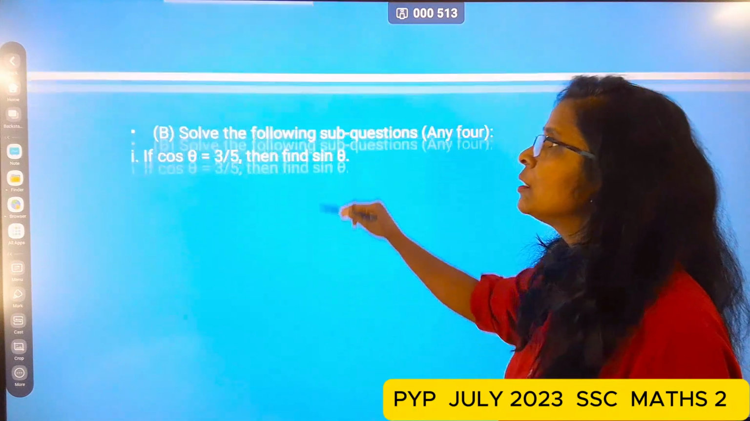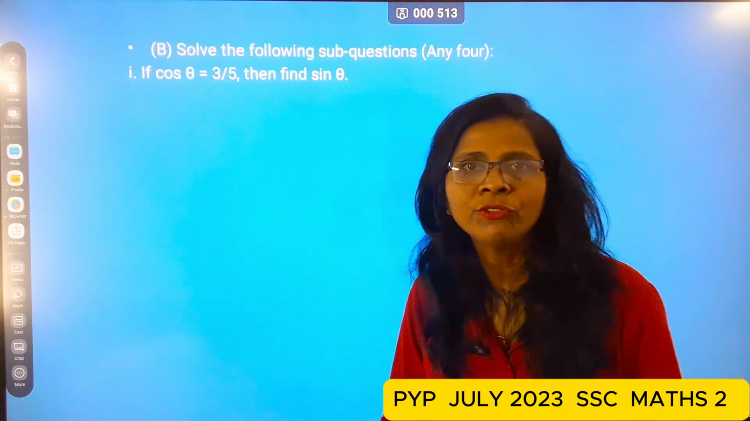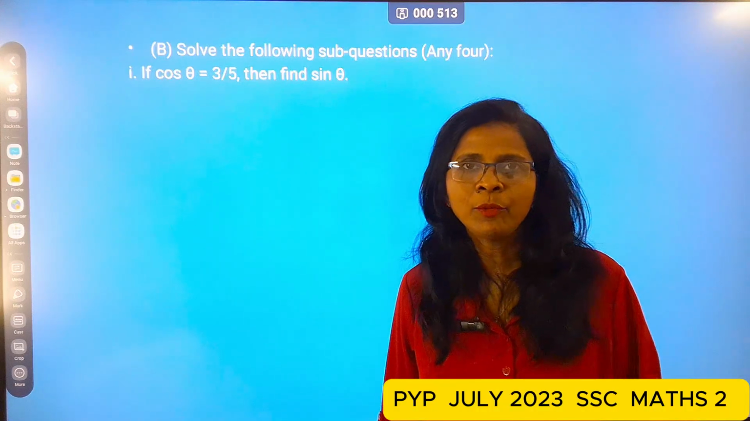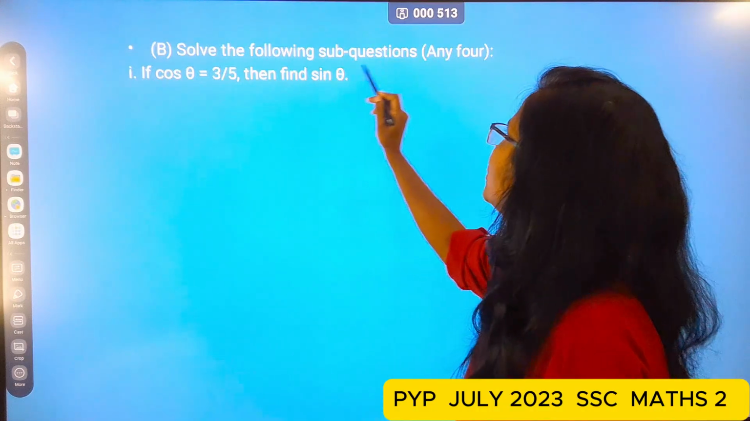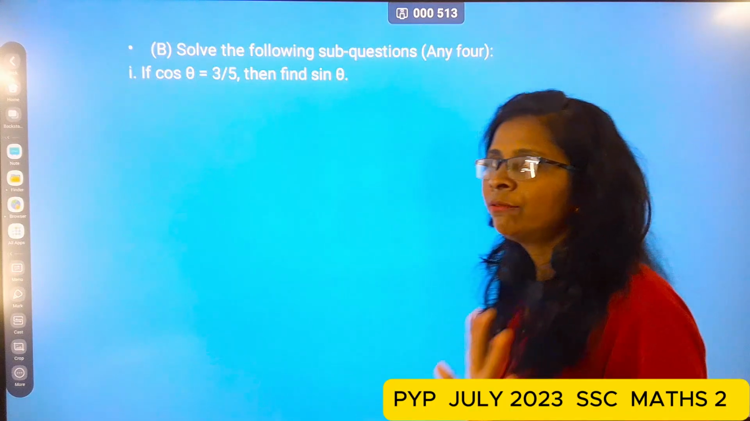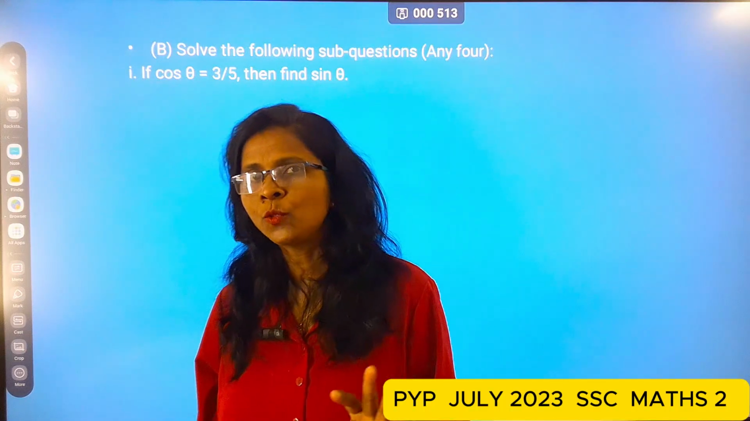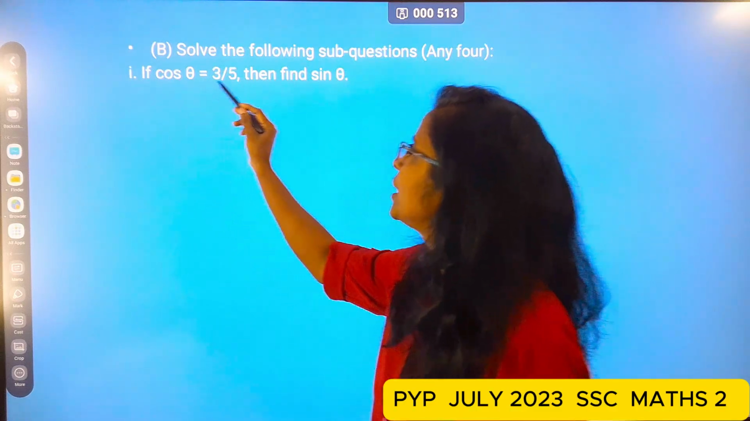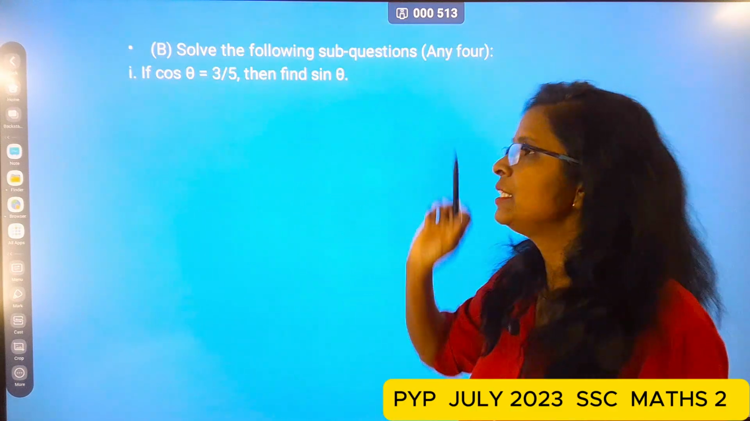Then next one. The next question is from question 2B. It is also a 2 marks question, a very easy type of question. Solve the following sub questions, any 4. There are 5 questions given and you have to solve 4 questions. So now, students, first question: if cos theta is equal to 3 upon 5, then find sin theta.